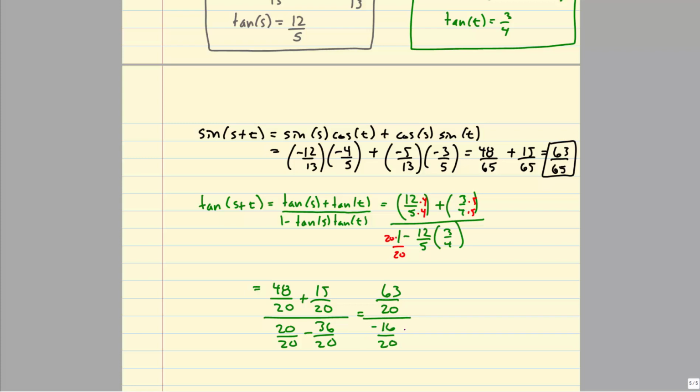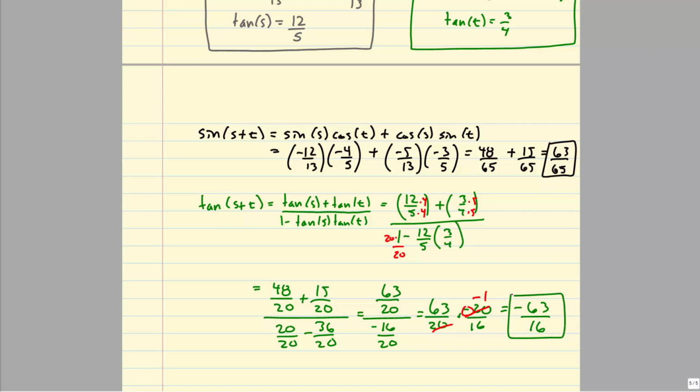a negative 16/20. And remember, when you divide by a fraction, you're multiplying by the reciprocal. So I'm going to multiply by negative 20/16. The 20s will cancel, but remember there's a negative here, so you're left with a negative 1. So this is a negative 63 over 16 for the tangent.